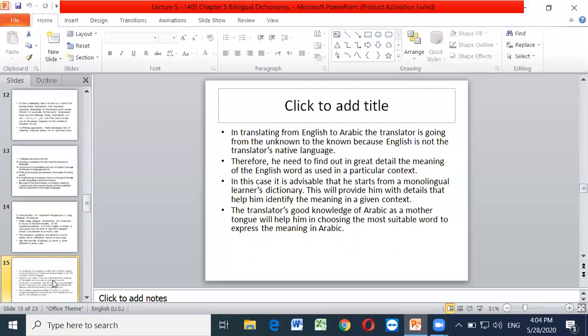The translator's good knowledge of Arabic, this is the second point. Having decided on the particular sense that suits the particular context in the text you are analyzing, the following point is to choose an Arabic word. This is an easy step, as your mother tongue is the Arabic language. And the fact that your mother tongue is Arabic will help the translator in choosing the most suitable word to express the meaning in Arabic.